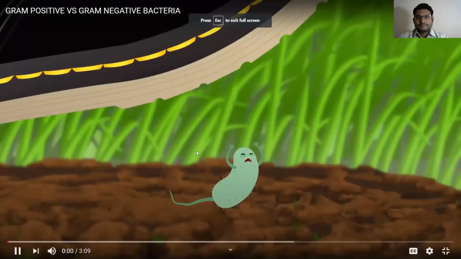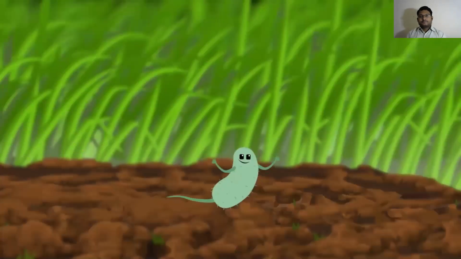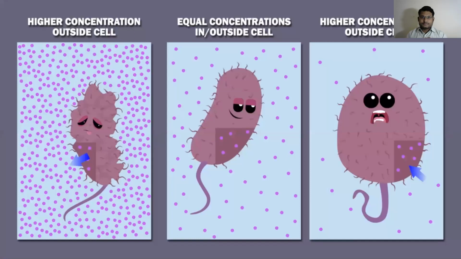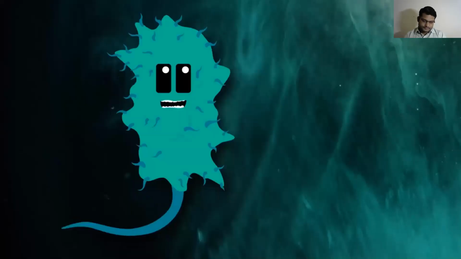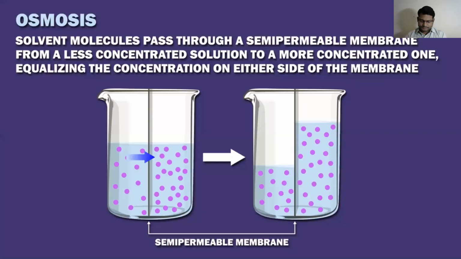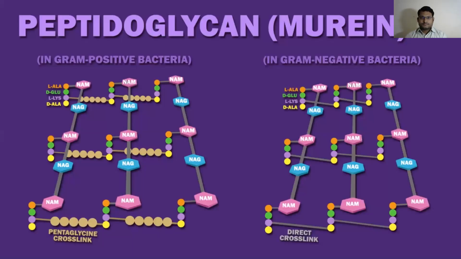Bacteria have cell walls made up of polysaccharides that give them strength and rigidity. This is important since bacteria often experience variations in osmotic pressure due to the different solutions they encounter, and it is their cell walls which prevent them from shrinking or swelling. As a reminder, osmosis is the process by which solvent molecules pass through a semi-permeable membrane from a less concentrated solution to a more concentrated one, equalizing the concentration on either side of the membrane. Nearly all bacterial cell walls have a peptide polysaccharide layer called peptidoglycan, also known as murein.